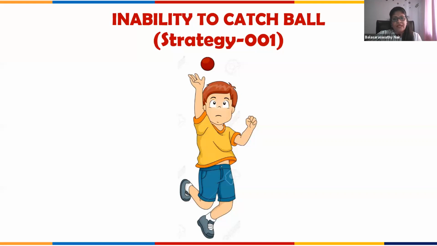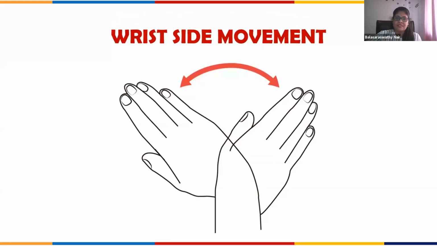And over a period of time, the children stop making attempts. So let me give you a very simple exercise where you can strengthen the wrist of the child and improve the ability of grip.